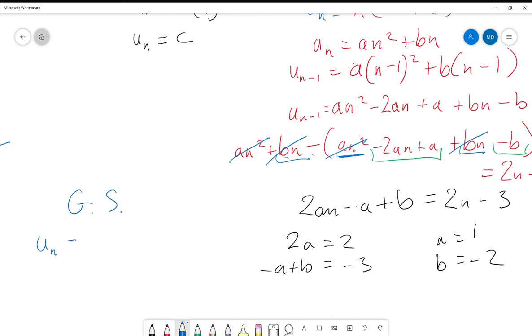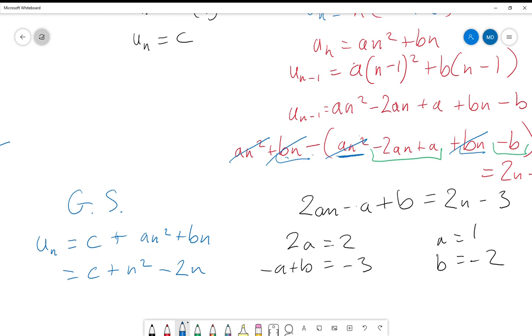So u_n equal to the complementary function, which is just a constant c, plus our particular solution, which is an squared plus bn. But we now know those values of a and b, so it's going to be c plus 1n squared minus 2n.